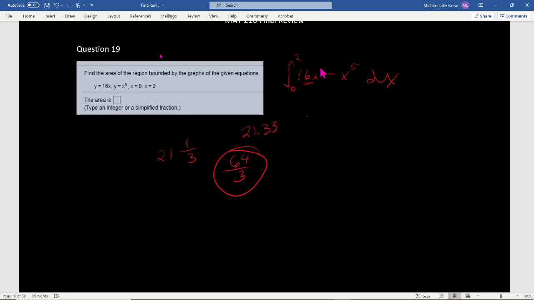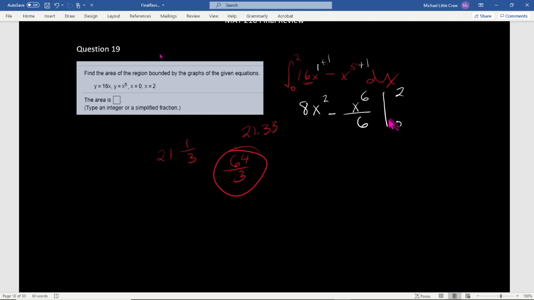So again, this is 16 to the 1. To integrate, we add 1 to the exponent and divide, so that's 16x squared over 2. I'm going to shorten it: 16 divided by 2 is 8. Just to make it a little easier. Minus x to the fifth, so we add 1 to the exponent. That's actually going to be x to the sixth divided by 6. Subtract. And we want to see what happens when we go from 0 to 2.